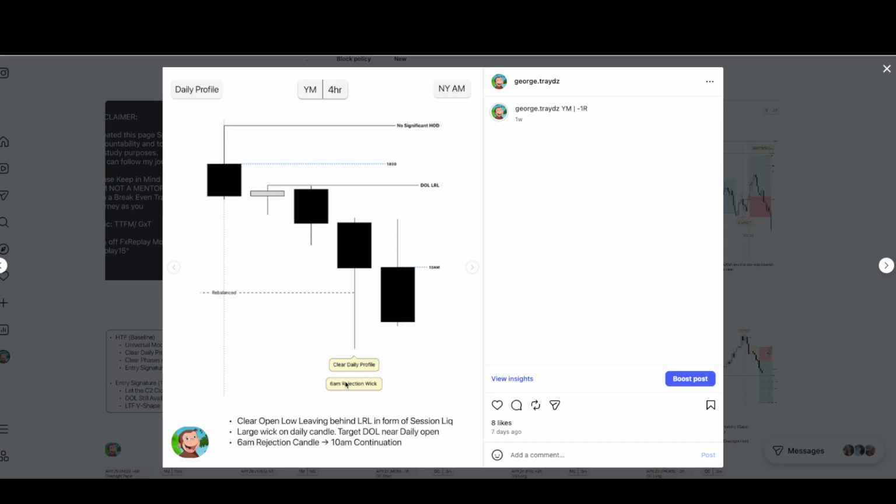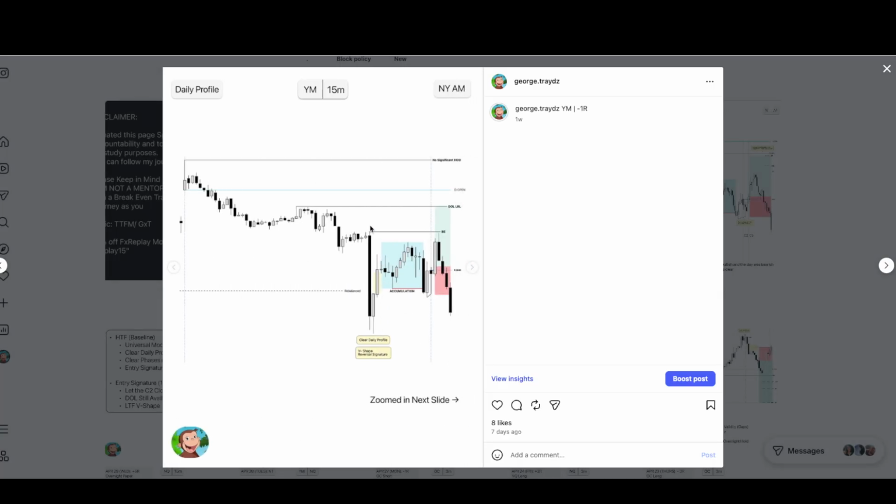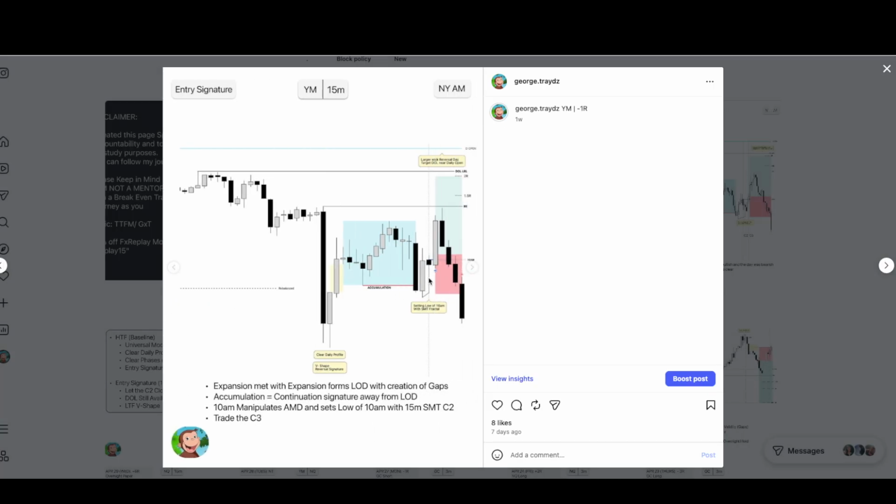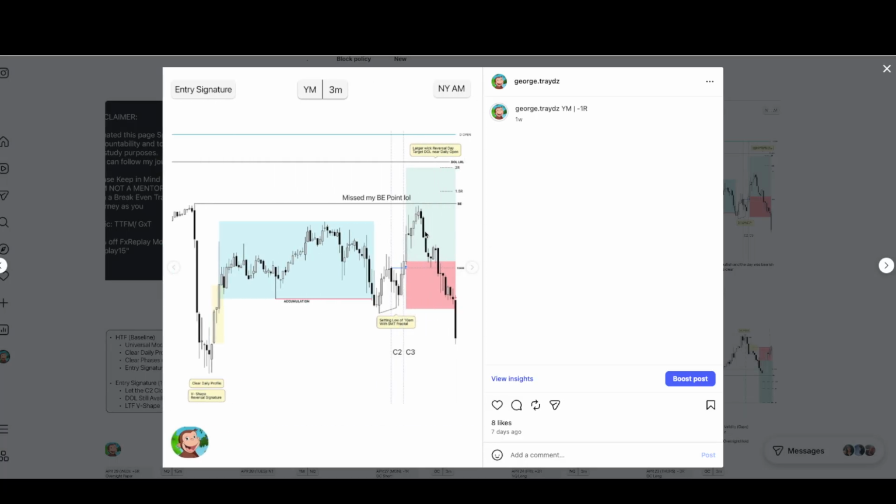With that clear daily profile, 6 a.m. not a C2 as it doesn't close all the way up here, but there is a very strong rejection wick off of the rebalance area, looking to see 10 a.m. do the continuation up to where all of that low resistance liquidity is located above. Price shows you that expansion met with expansion into accumulation, and then we're trading within what? That 15-minute C2, SMT C2, trading that 15-minute C3. Stops go to the 15-minute C2's low, and we are just trading it up to all of that low resistance liquidity. Lower time frame V shape is going to be considered your signature for it to go there.